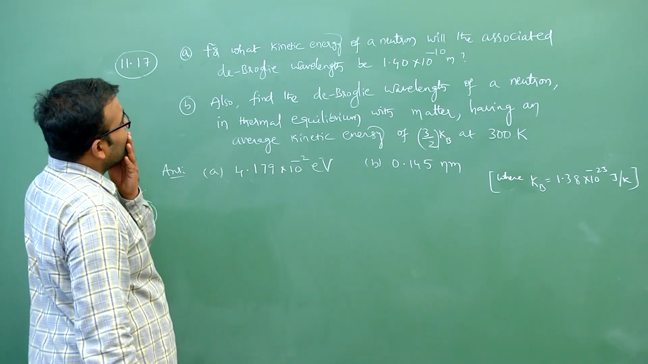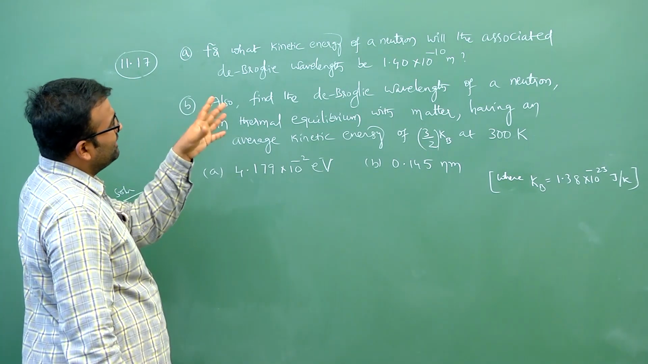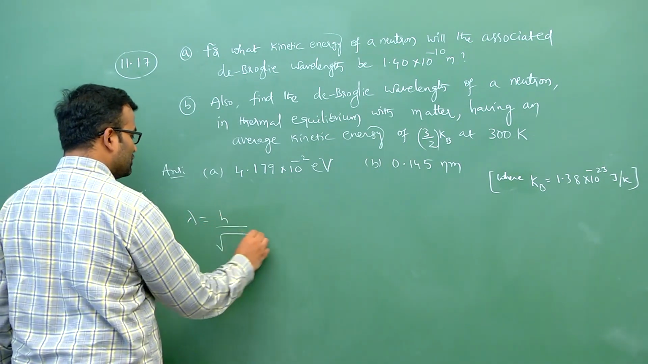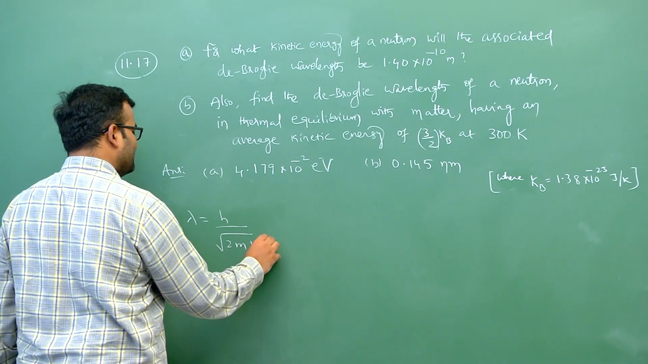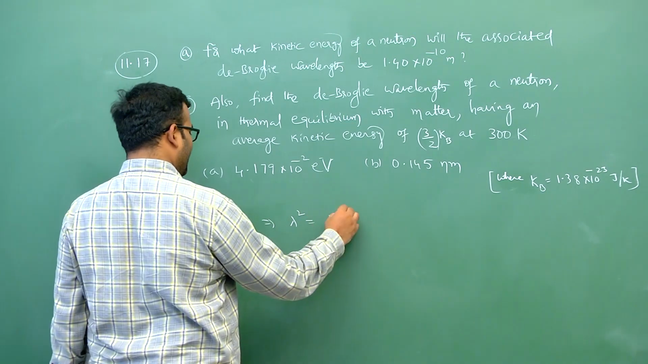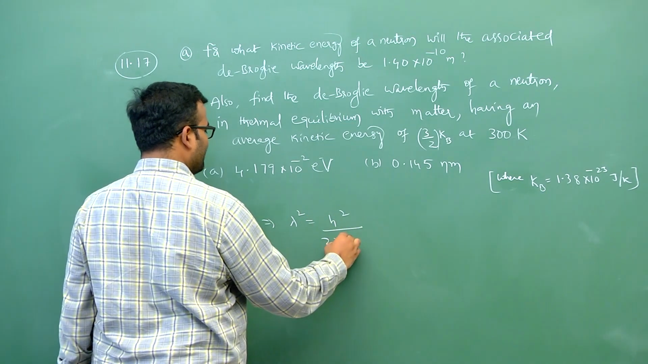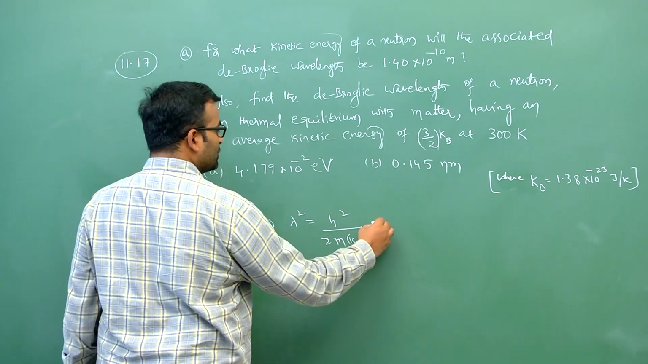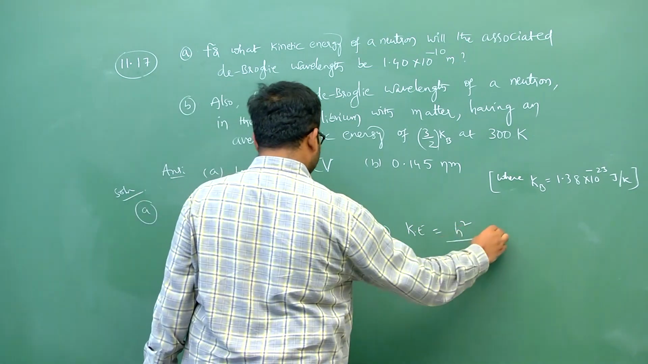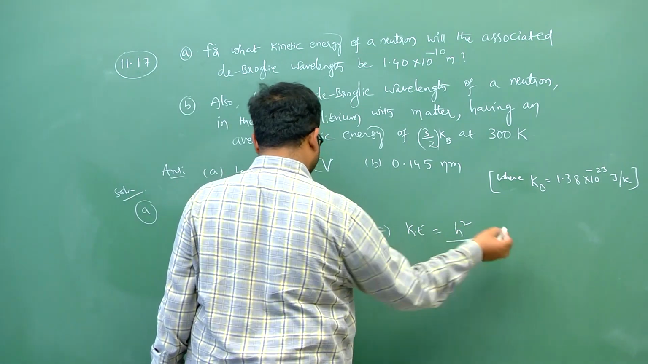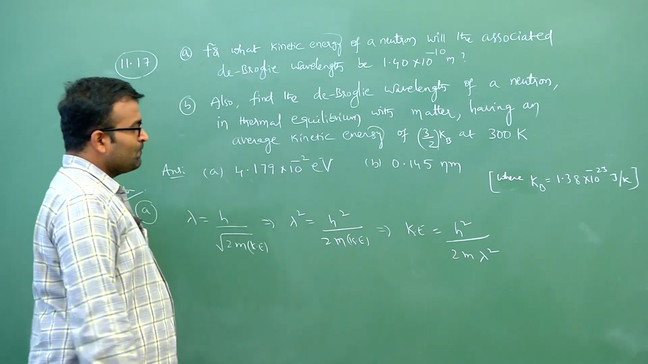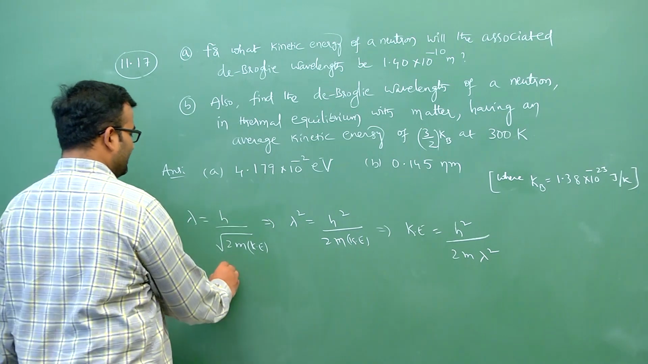it is about kinetic energy. We need to find it; lambda is mentioned from their end. We know that lambda is equal to h by square root of 2m into kinetic energy. So squaring on both sides, lambda square equals h square by 2m into kinetic energy. So you will be getting kinetic energy as h square by 2m lambda square, taking this to here and bringing the lambda square to the denominator. Yeah, we got this expression now. So we need to go for substitutions.